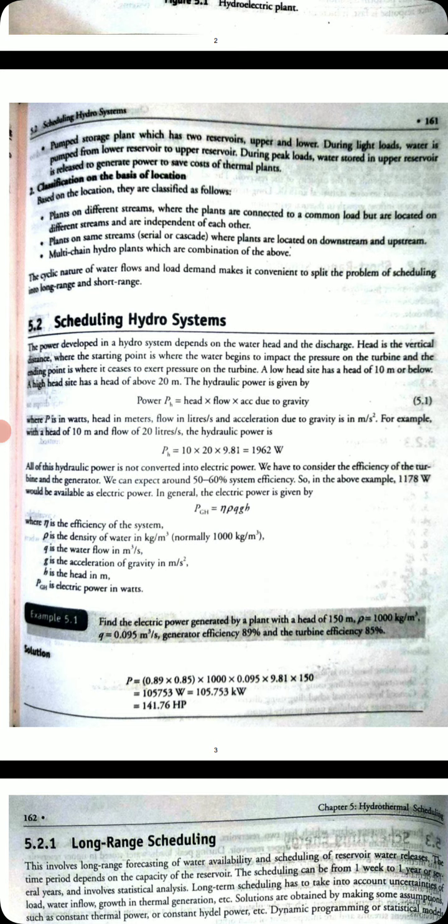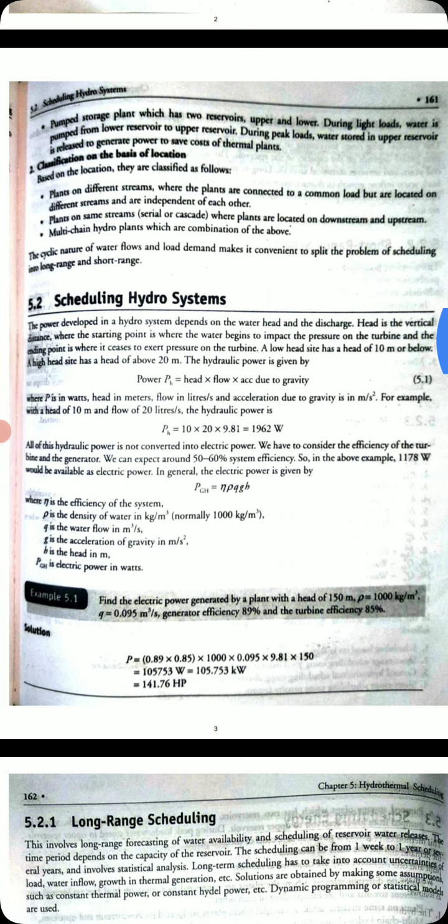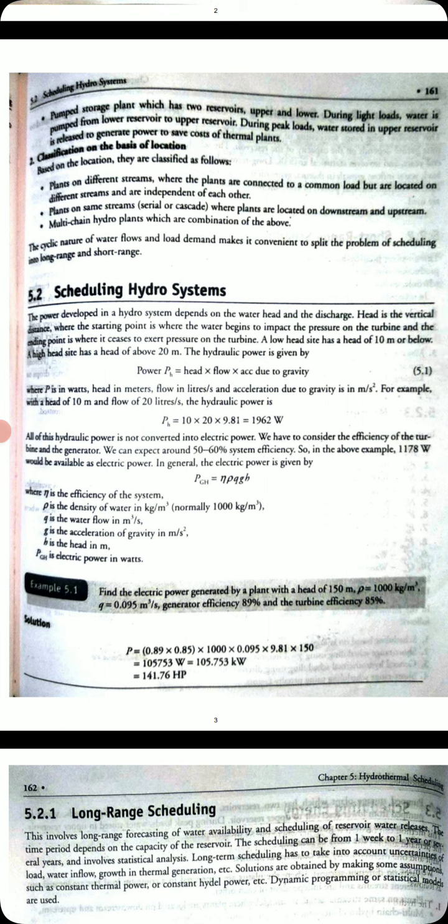So if you consider a head in meters as H and acceleration in meters per second squared, for a 10 meter head and flow of 20 liters per second, the hydraulic power is given by PH equals 10, which is the 10 meter head, into 20 liters per second, which is the flow, into 9.81, the gravity. We are going to get 1962 watts. 1962 watts is the power.